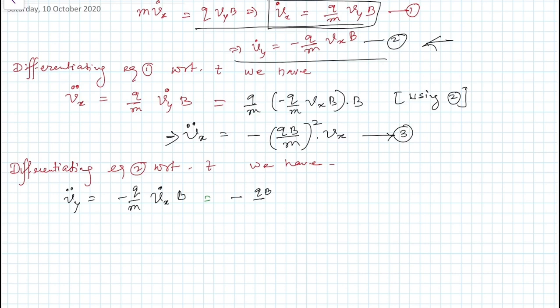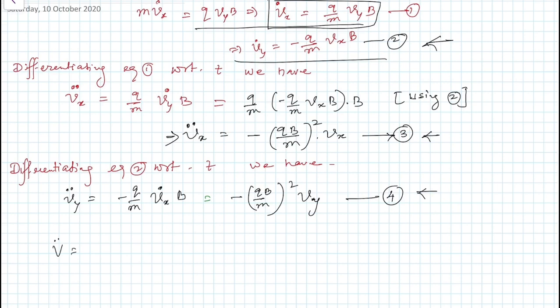Minus qB by m whole square Vy. Okay, this is equation number 4. Now you see, equation number 3 and equation number 4 are in the form of simple harmonic motion. Okay, so that is what simple harmonic motion form is.